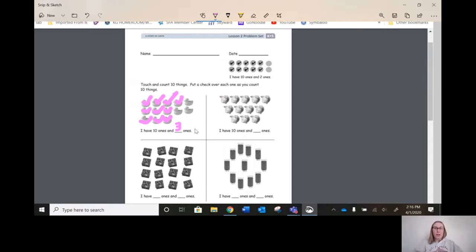Awesome. All right, let's do one more. Let's see with the piggies. Let's count our group of 10 with our checks. Here we go. 1, 2, 3, 4, 5, 6, 7, 8, 9, and 10. So we got our group of 10. How many do we have left over to write on the blank? Let's count. 1, 2. So the number I would write in the blank is the number 2.